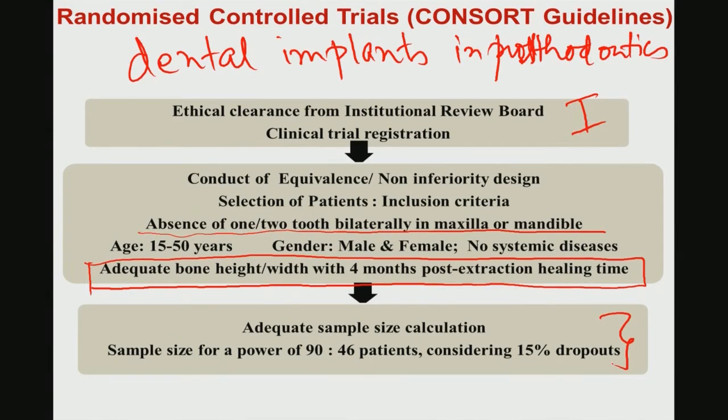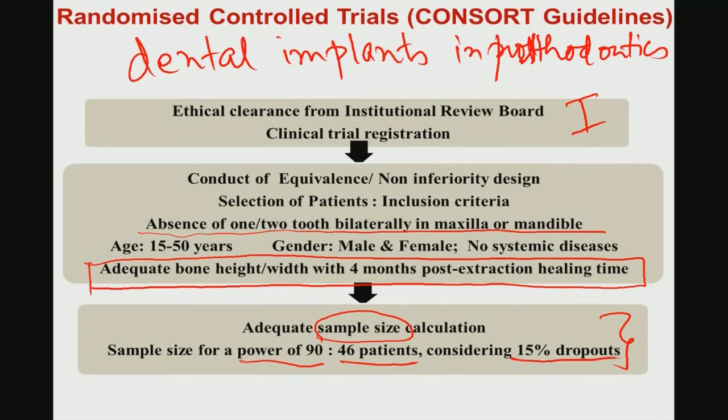The other thing I have mentioned towards the end of the slide is adequate sample size calculation. Here sample size is not a typical material science sample size, but is in the context of human subjects. Now, for a power of 90, which is typical language clinicians use, 46 patients need to be recruited in this single centric clinical trial.